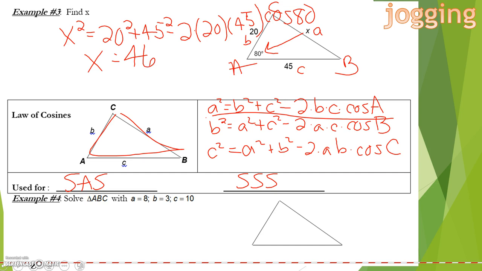After you do that, if it was asking for all the sides, you could go back and use law of sines, because now I have a side across from an angle, and so I can use law of sines to find the other stuff.